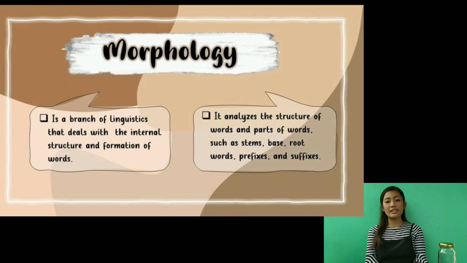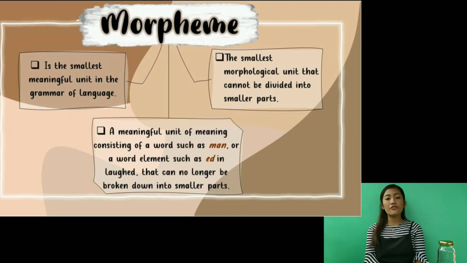Morphology is a branch of linguistics that deals with the internal structure and formation of words. To put it simply, the study of morphology is focused on word formation. It analyzes the structure of words and parts of words such as stems, base, root words, prefixes, and suffixes. So through studying morphology, we will find out the minimal parts combined together to form a word.